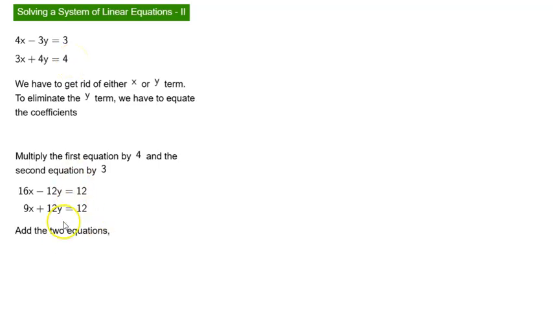Now let's add the two equations. Now when we add, what happens? Minus 12y and 12y cancel out, and we end up with 25x equal to 24, which means x is equal to 24 by 25.